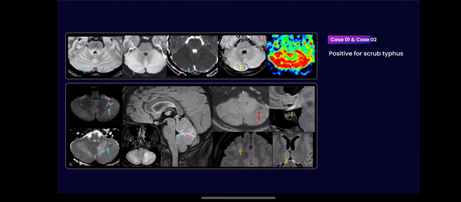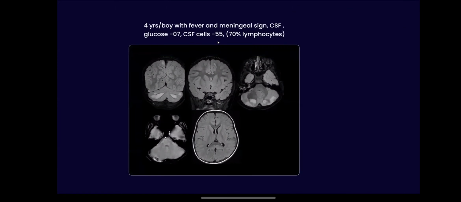But having seen a bunch of these cases, I would prefer to keep a possibility of scrub, particularly in the context of microbleeds, because microbleeds tend to be atypical for autoimmune encephalitis, unless, of course, it is of paraneoplastic etiology. But with scrub, it's a relatively common finding. So with that picture, let's see another case.